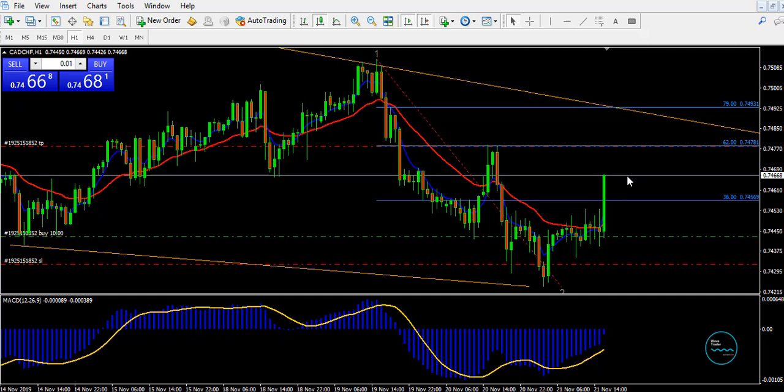So once it gets to this zone, I expect that it's going to fall rather sharply, and I'm going to see if I can get into a sell trade hence. So that's my take on the Canadian Swiss franc currency pair, okay, and I hope that you were able to learn something from this. Thank you very much.